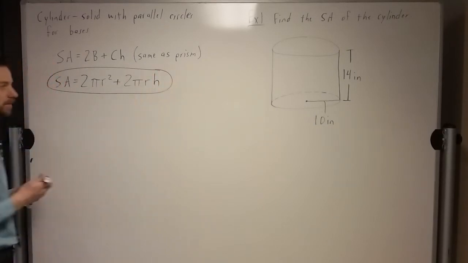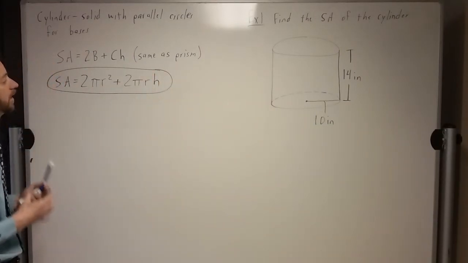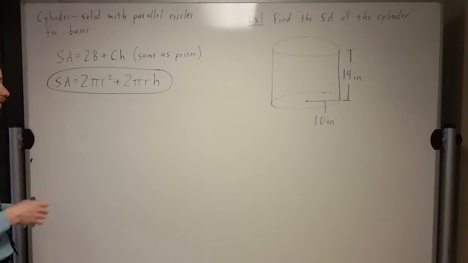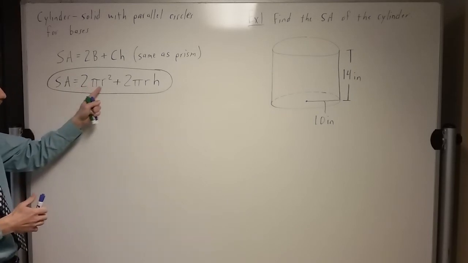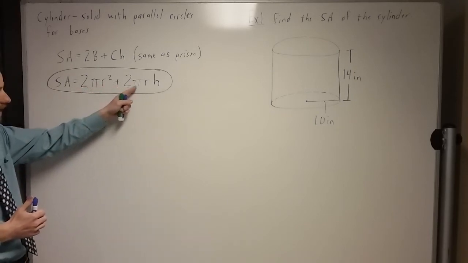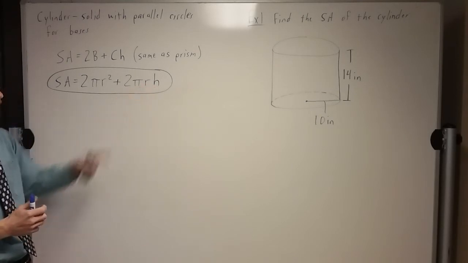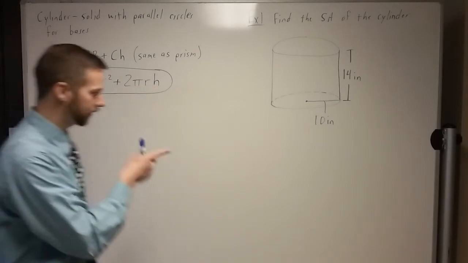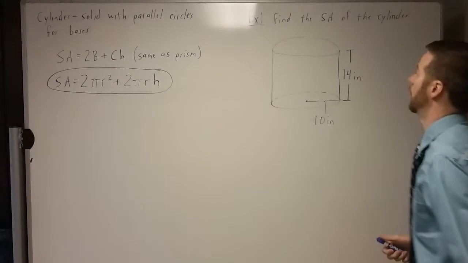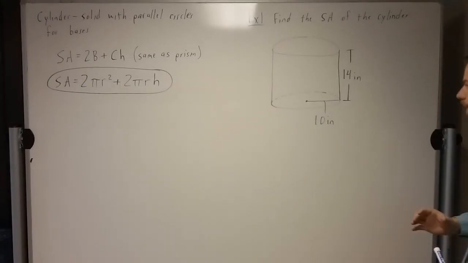So there is a more specific formula for the surface area of a cylinder: 2 times pi times radius squared plus 2 times pi times radius times height. So let's see if we can put this to use on this particular cylinder I have drawn over here.